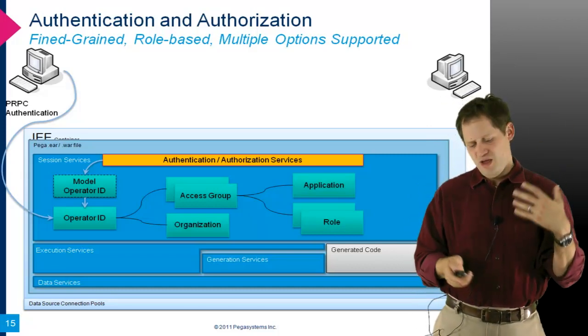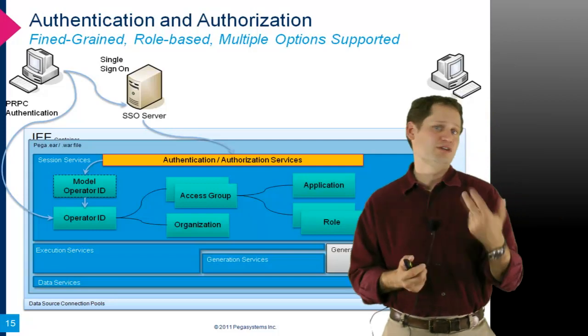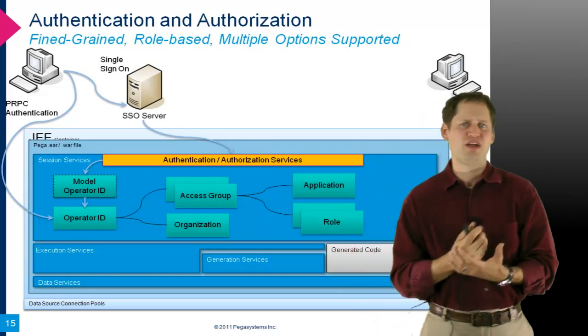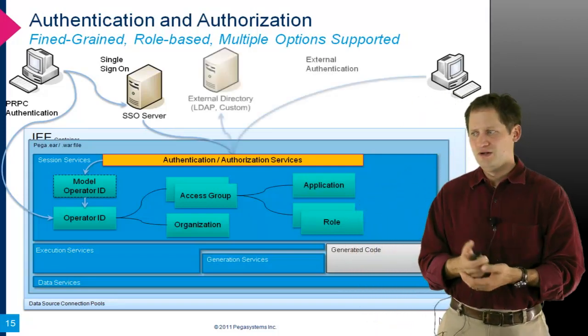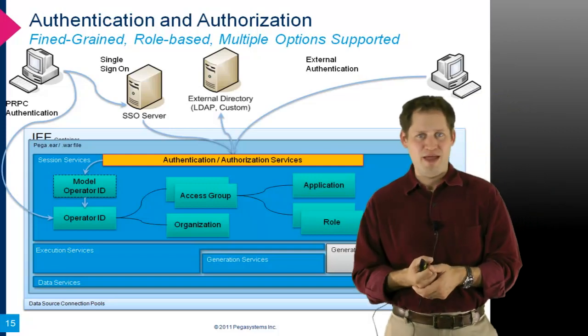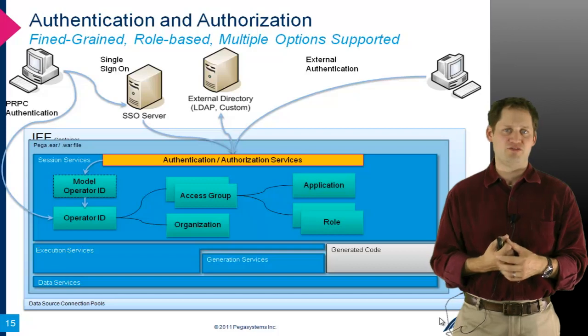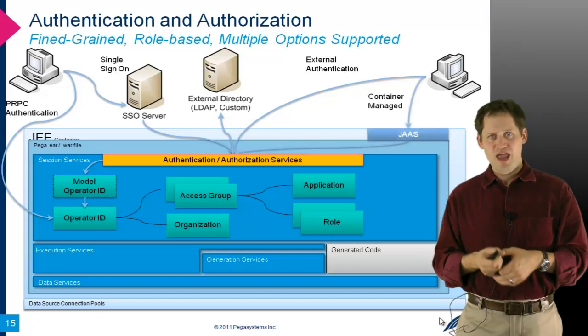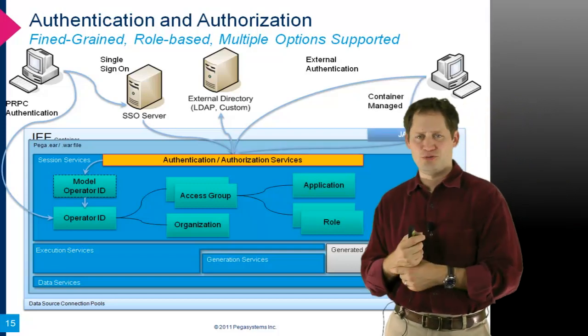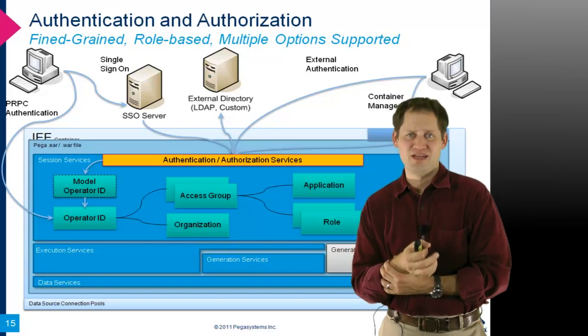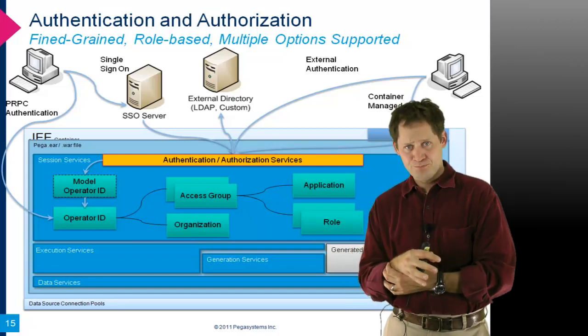Even though the actual information about that user, including a high degree of their authorization, may be coming from an external system. And we support plugging into single sign-on infrastructures like Integrity SiteMinder or Tivoli Access Manager. We can plug into LDAP directories or use any of our connectors to go out to some custom authentication service or authorization service. And we can talk to the container through JAAS to get authentication and authorization information from it.